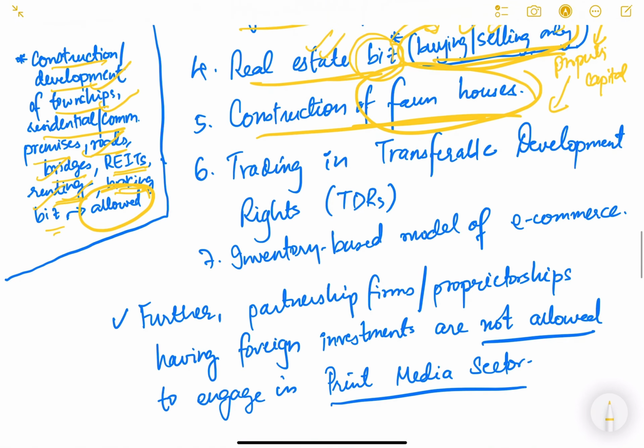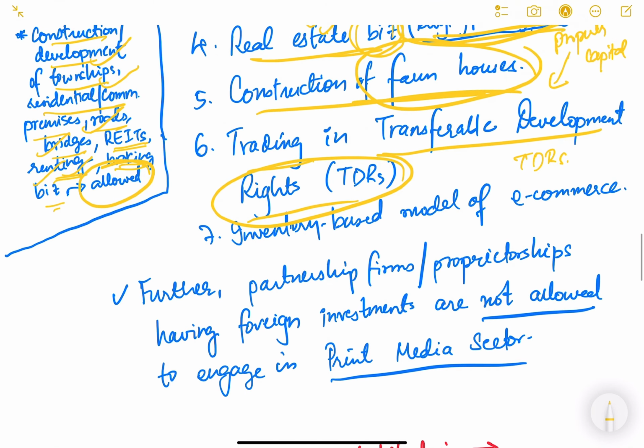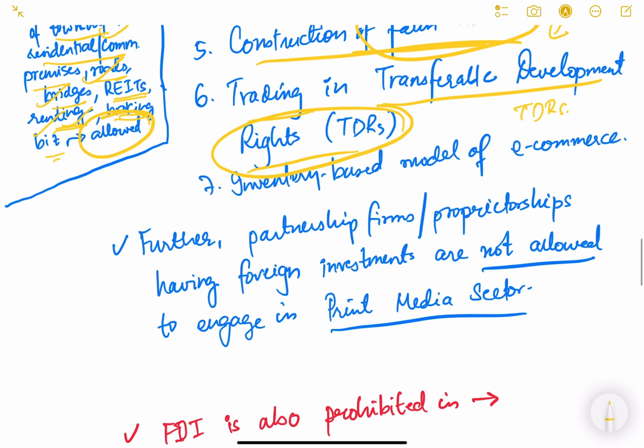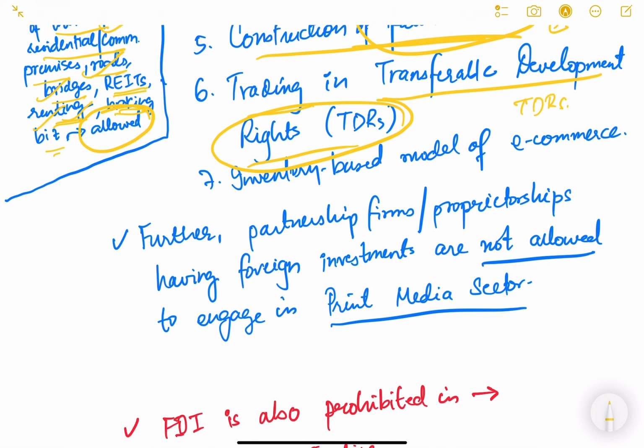Then another business where foreign investment is prohibited is trading in transferable development rights, TDRs. Now let us look at what are TDRs. This is a very important thing, a new thing. I'll explain it to you in a very simple way. Transferable development rights means what?